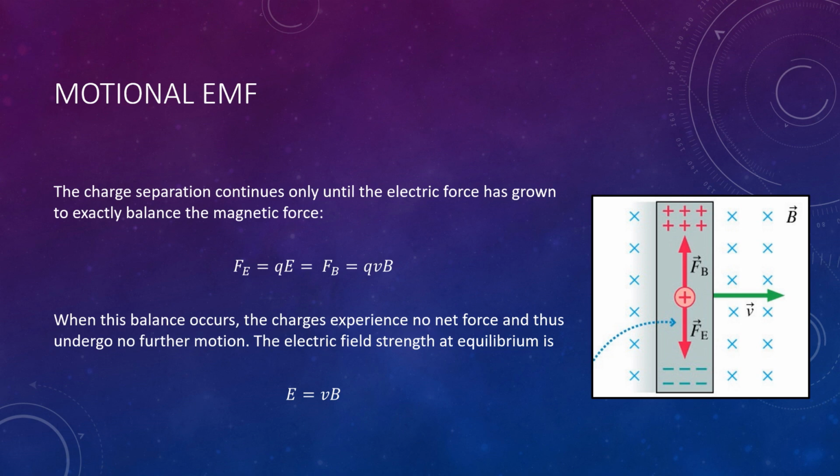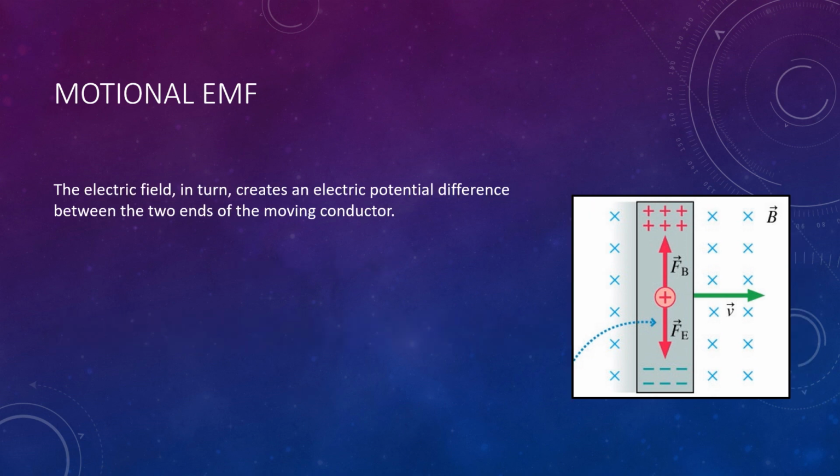Now, remember that we have a potential difference between these two ends of the conductor. You can almost think of this as a battery in a way. You have a positive end and a negative end. It's kind of like a battery. So we have a potential difference between these two ends.